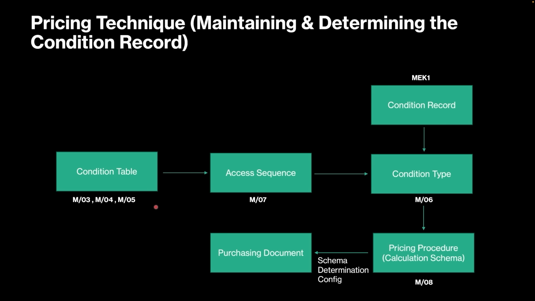So in this way you can see the pricing technique contains all these elements: the condition table, access sequence, condition type and the pricing procedure. You can maintain the condition record against the condition type through this condition table, and then the condition record will get retrieved through this access sequence in your purchasing document, and you will assign this pricing procedure to your purchasing document through this schema determination configuration. So now let's learn about all these elements and their configurations in detail.